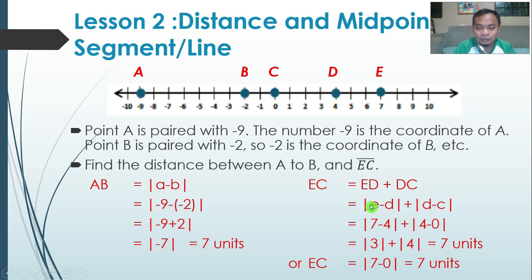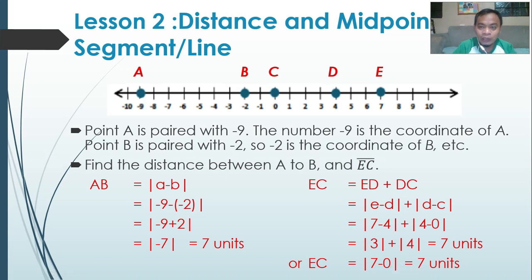So, substitute. Small e minus small d, di ba? Small e is the coordinate of point E and small d is the coordinate of point D. Substitute. So 7 minus 4 plus D to C. D is 4 minus 0, which is the coordinate of point C. Simplify. So magiging 3 plus 4, absolute value. So still 7 units. Kung i-direct po natin from E to C, the coordinate of E is 7, the coordinate of C is 0. Substitute. We have here 7 minus 0 is equal to 7 units.